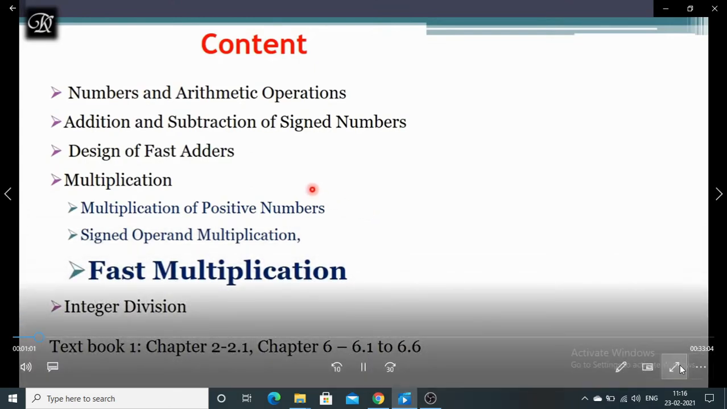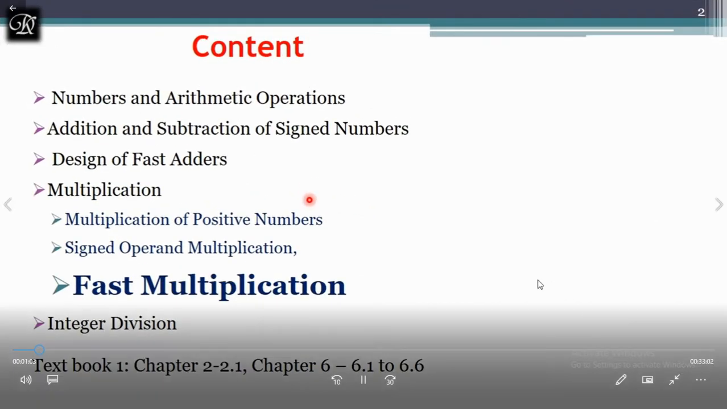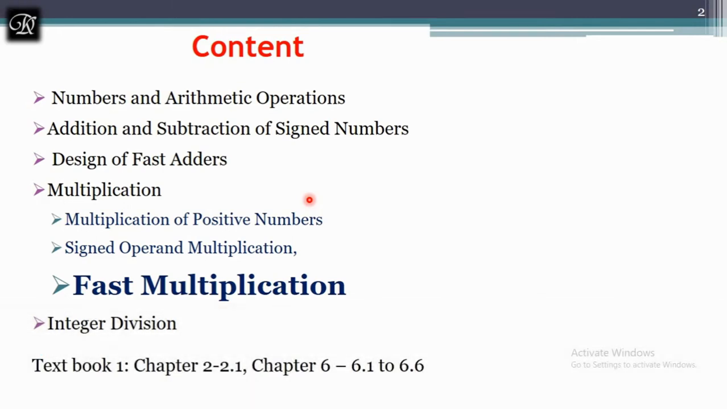In the previous videos, we have already seen numbers and arithmetic operation, addition and subtraction of signed numbers, designing of fast adders, multiplication. In multiplication, we have seen multiplication of positive numbers and signed numbers. In this video, we will see fast multiplication. Fast multiplication of both signed and unsigned numbers we will discuss.